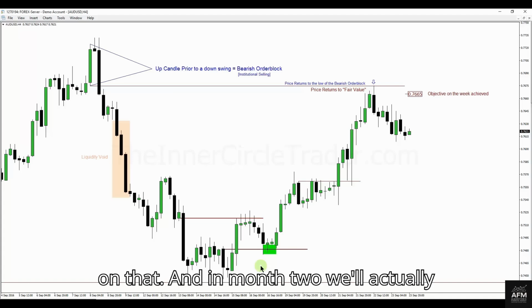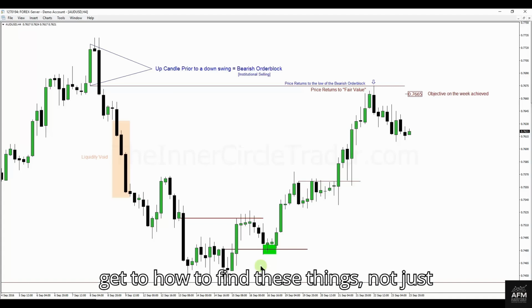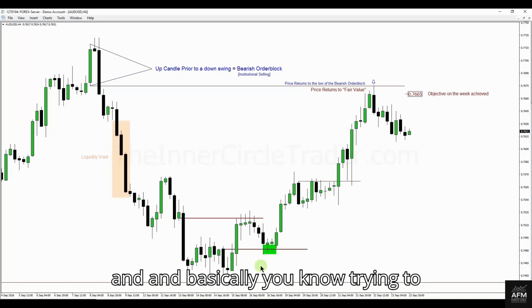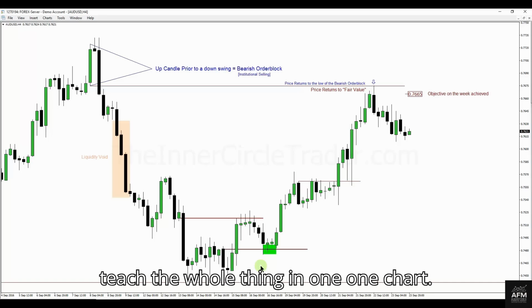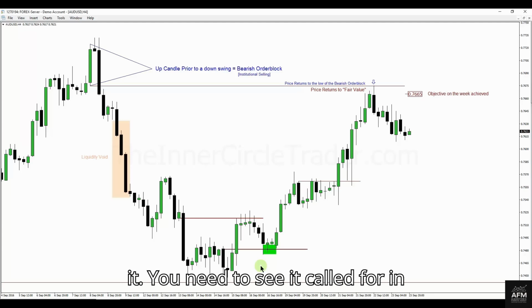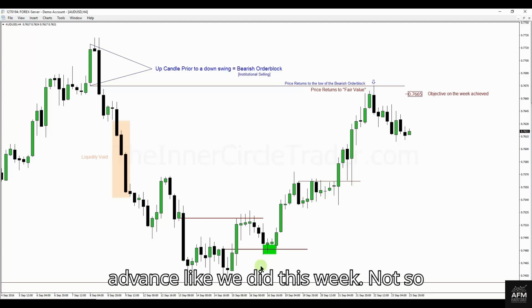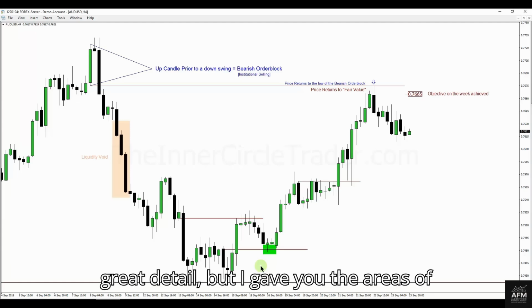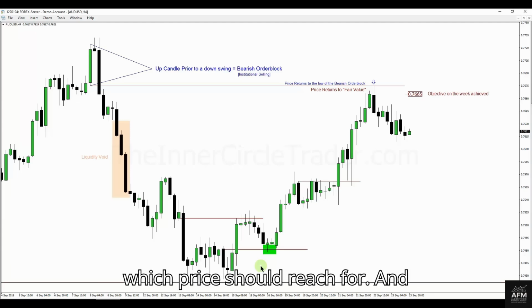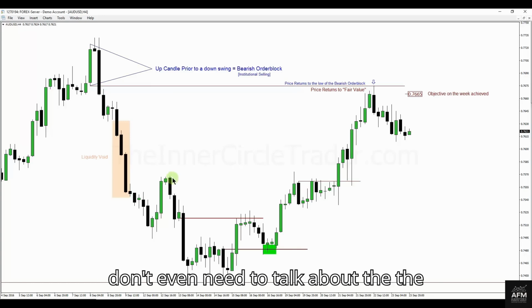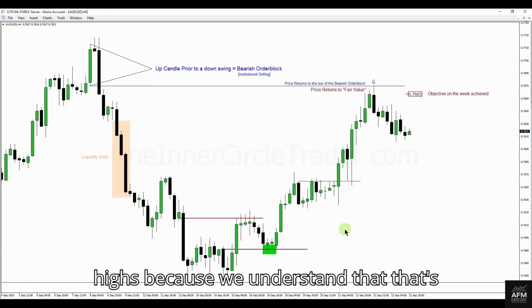And in month 2, we'll actually go into how to find these things, not just giving you one chart's perspective and basically trying to teach the whole thing in one chart. It can't be done. So you need examples of it. You need to see it called for in advance, like we did this week, not so much why into this great detail, but I gave you the areas of which price should reach for. And we talked about the area here. We talked about this void here. And now, obviously, we don't even need to talk about the highs because we understand that that's where the buy stops are going to reside.